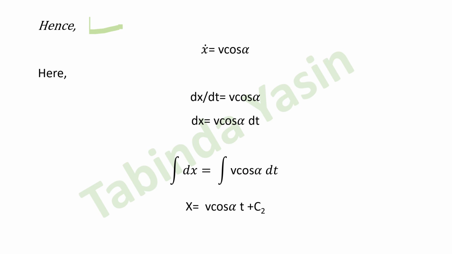Hence x dot is equal to v cos alpha. Here x dot is equal to dx by dt, that is equal to v cos alpha. From here dt is taken to the right hand side, so that will become dx is equal to v cos alpha dt. Integrating both sides, we get integral dx is equal to integral v cos alpha dt, and that gives x is equal to v cos alpha t plus c2.